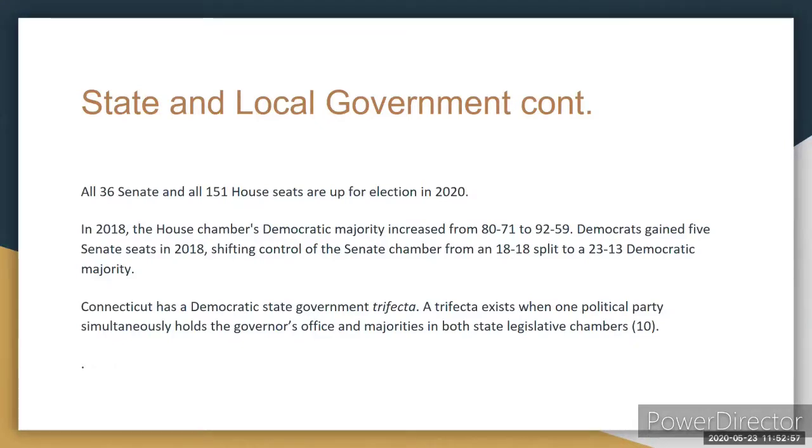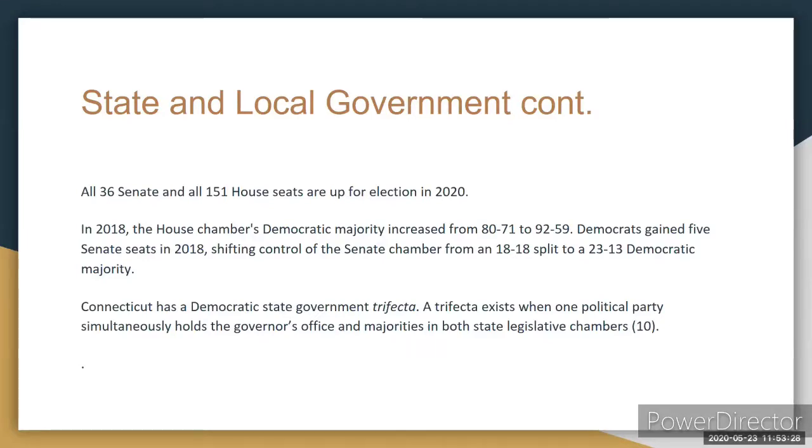All 36 Senate and all 151 House seats are up for election in 2020 within Connecticut. In 2018, the House Chamber's Democratic majority increased from 80-71 to 92-59. Democrats gained 5 Senate seats in 2018, shifting control of the Senate chamber from an 18-18 split to a 23-13 Democratic majority. Connecticut has a Democratic state government trifecta.